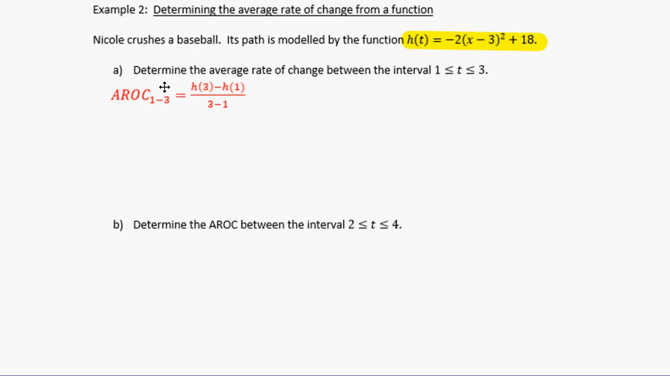I want to find the AROC between 1 and 3, so h of 3 minus h of 1 over 3 minus 1. There's my equation. Well, Mr. Wills, what is h of 3 and h of 1?